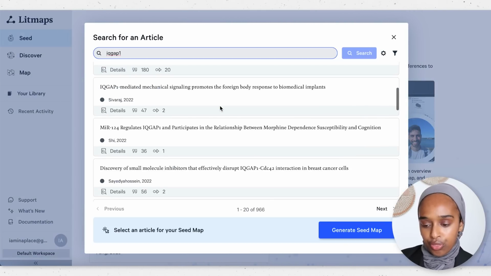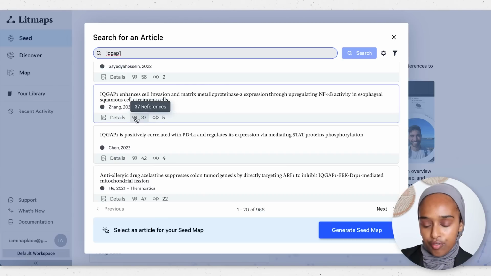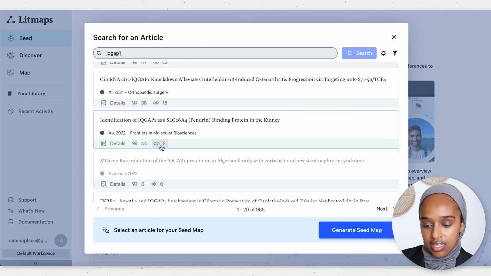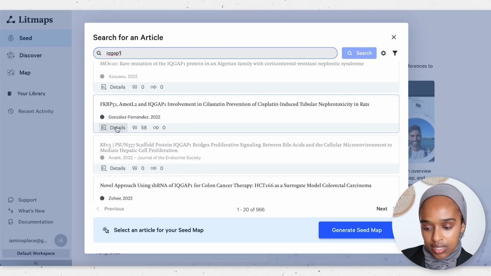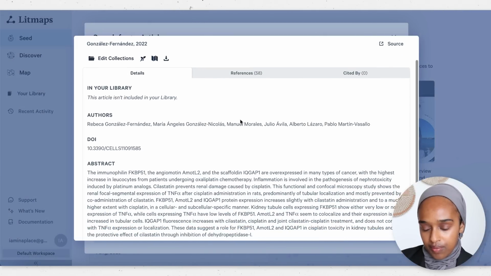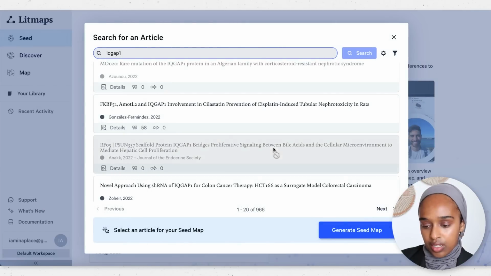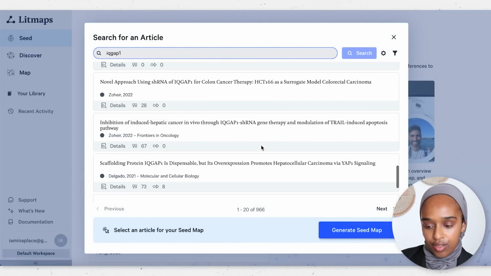And you can just scroll through and see how many references this has, how many times it's been cited, and things like that. And a bit more detail, I think you can include it here, so that's quite nice to be able to see. And then let's say we agree on this one.